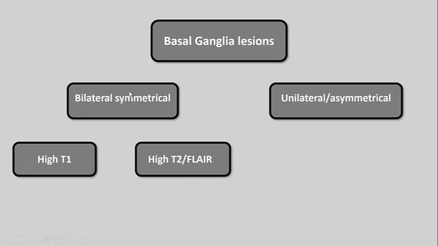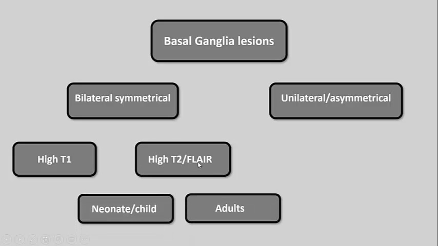Trying to classify the basal ganglia lesions, we can classify them into two categories. The first category is the bilateral symmetrical lesion, and the other category is unilateral or asymmetrical, which leads to another group of diseases. Bilateral symmetrical, we can further classify into lesions with high T1 weighted image signal and lesions with high T2 or FLAIR weighted signal.